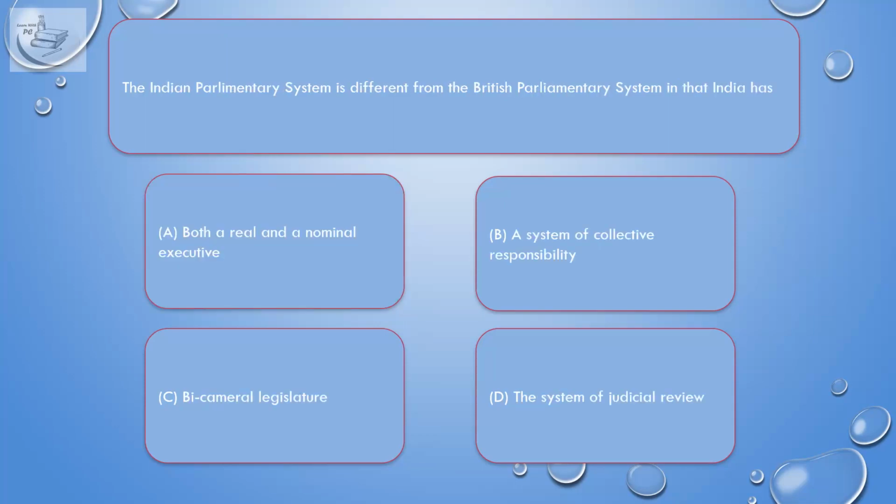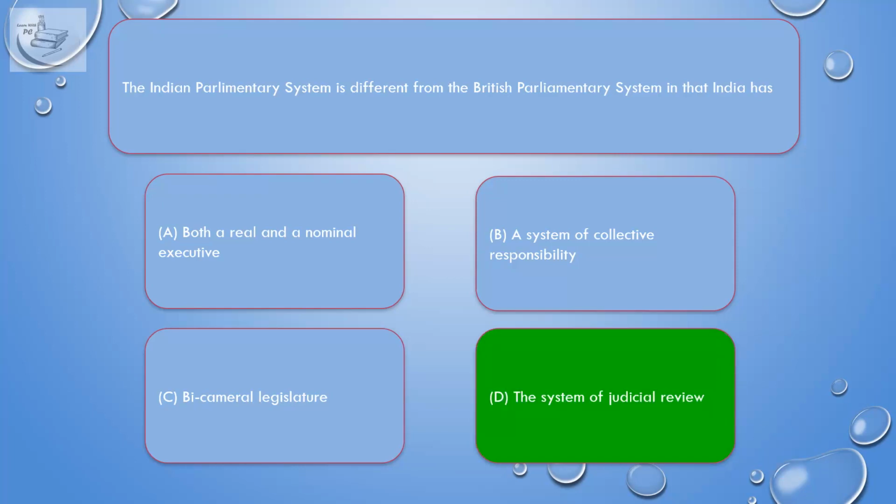Question: the Indian parliamentary system is different from the British parliamentary system in that India has A. both a real and a nominal executive, B. a system of collective responsibility, C. bicameral legislature, D. the system of judicial review. Correct answer is D. the system of judicial review.